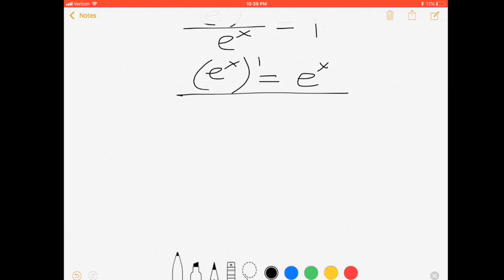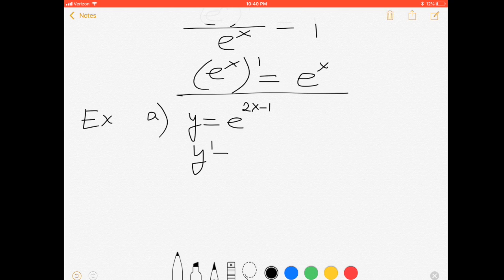Now let's do some examples. A. Our function is e to the 2x minus 1. The derivative will be the same function multiplied by the derivative of the power. The derivative of the power is 2. This means 2 times e to the 2x minus 1. Minus 1, yes.